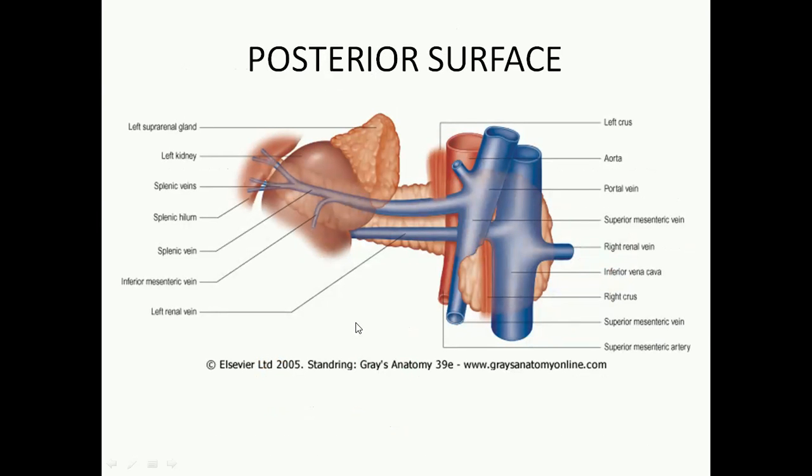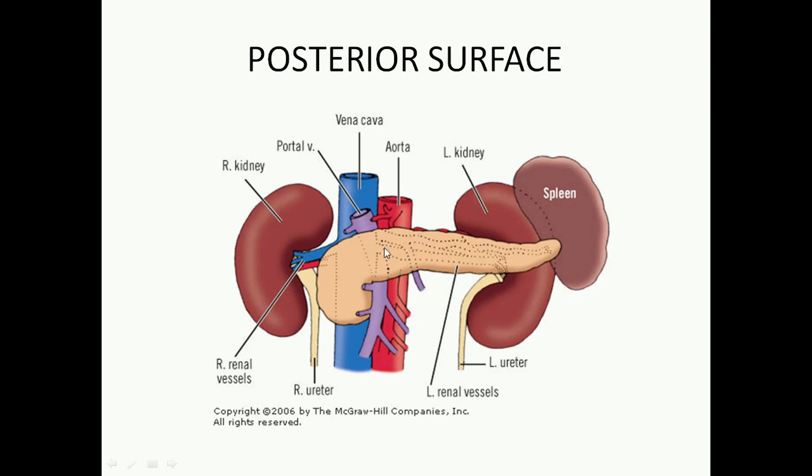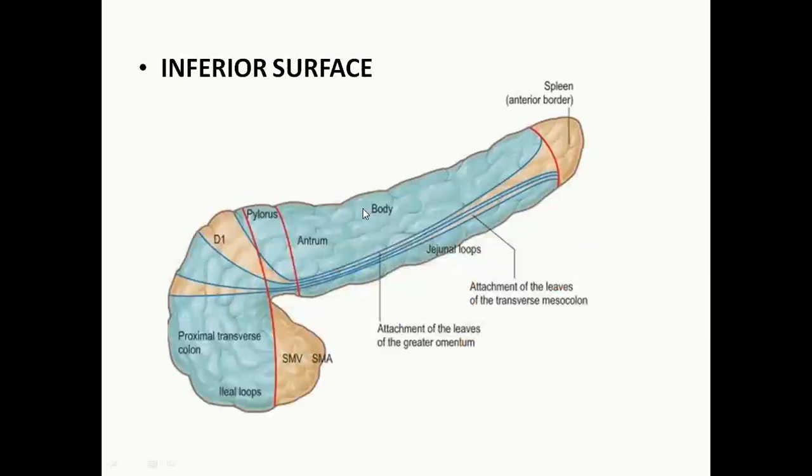Posterior surface. The posterior surface consists of the two veins which I've already spoken to you about. This is the IVC and this is the portal vein, and this is the abdominal aorta. This is the spleen that is related to the tail of the pancreas. Coming to the posterior surface, this is the pancreas, and these are the two kidneys, the right kidney and the left kidney. You also have the spleen, the aorta, the vena cava and the portal vein.